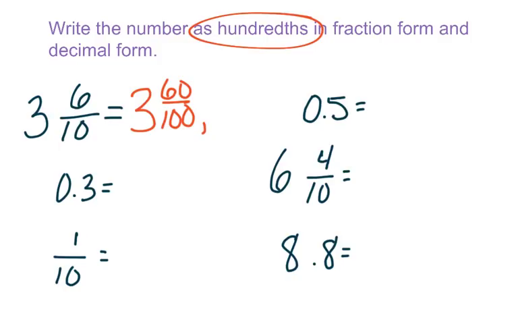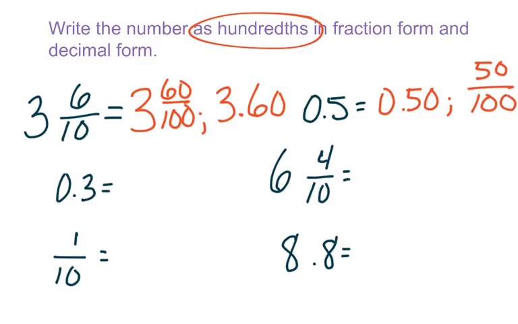We also need to write it as a decimal. So my 3 is in my whole number, so it's in my ones place, and then I have 60 hundredths. If I'm doing the decimal version, I need to turn my decimal into a decimal in hundredths. So this would be 50 hundredths, and then as a fraction, it would be 50 hundredths. So that's what we're doing for these problems. We need to change them into hundredths as terms of a fraction and a decimal.